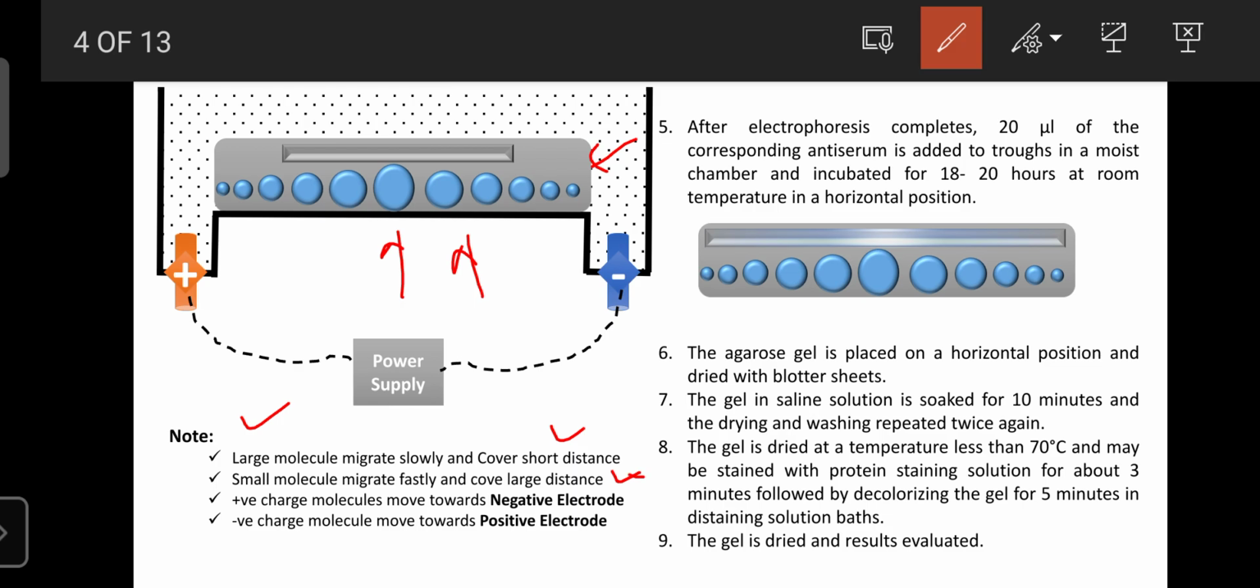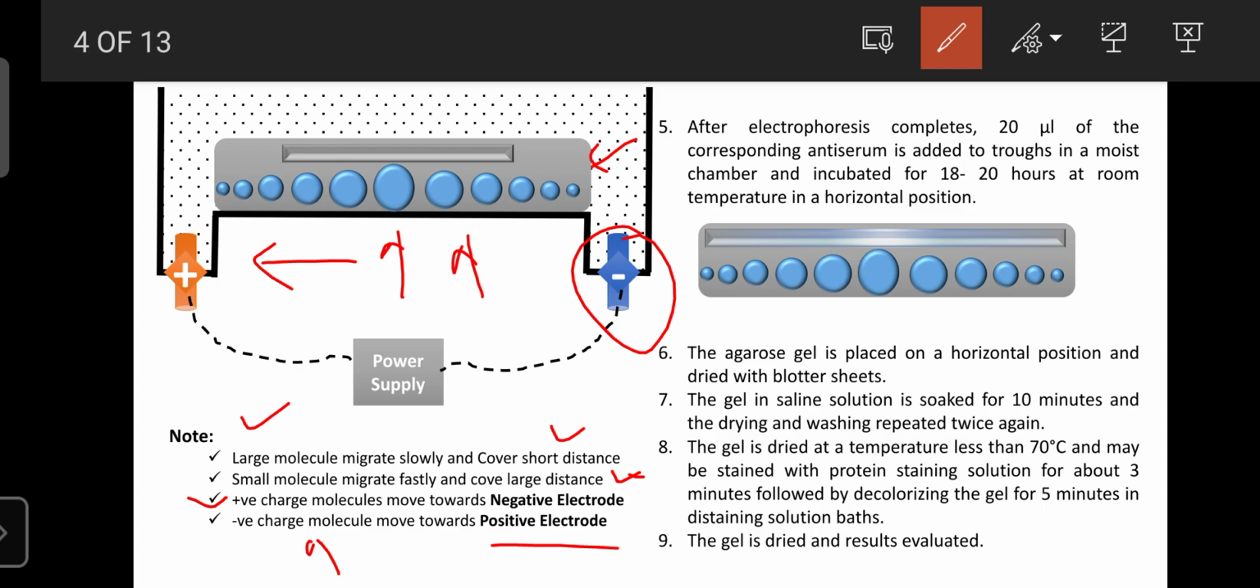Another note on the principle or mechanism: a positively charged molecule moves towards the negative electrode, and vice versa, a negatively charged molecule moves towards the positive electrode. Like that, diffusion can occur regarding the immune molecules. That's why this phenomenon is known as immunodiffusion.